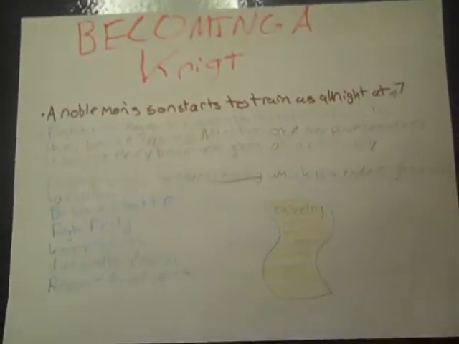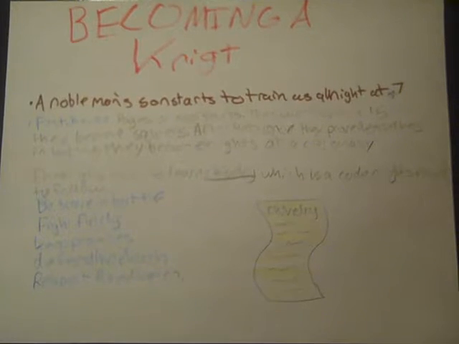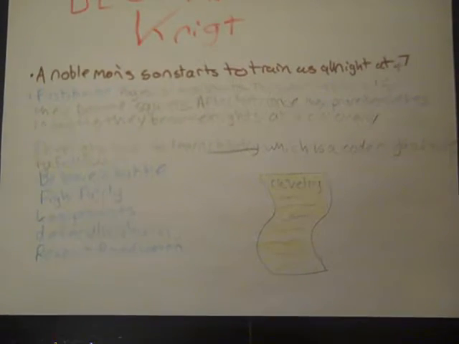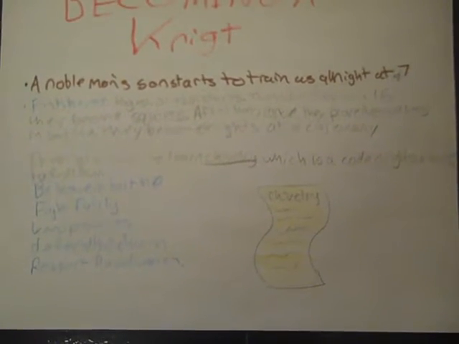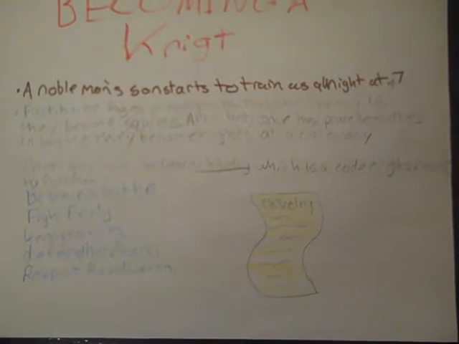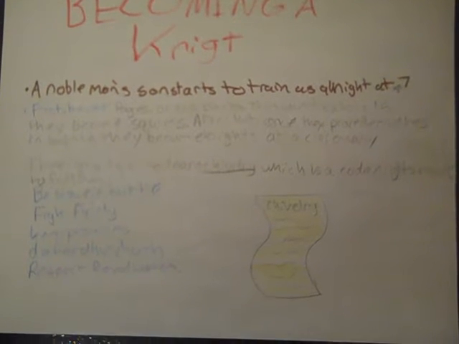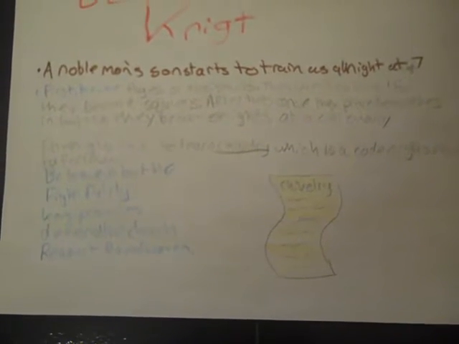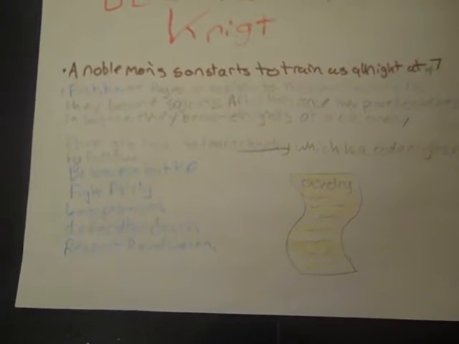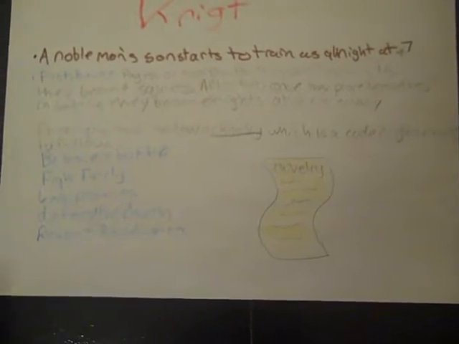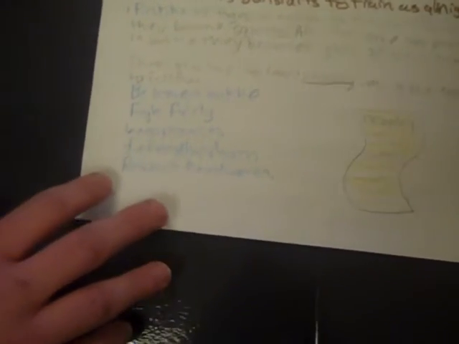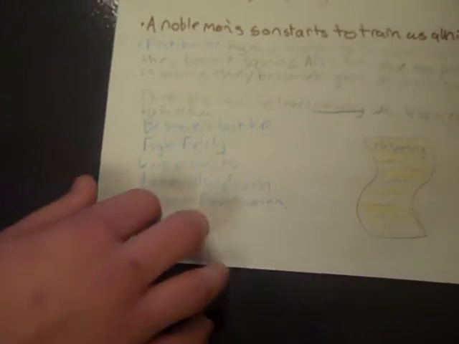Becoming a knight. A woman's son starts to train as a knight at age 7. First, they are pages or assistants. When they turn 15, they become squires. After that, once they prove themselves in battle, they become knights at a ceremony. The knights come to learn chivalry, which is a code the knights have to follow. Be brave in battle, fight fairly, keep promises, defend the church, and respect a royal woman. And here's the trilogy script.